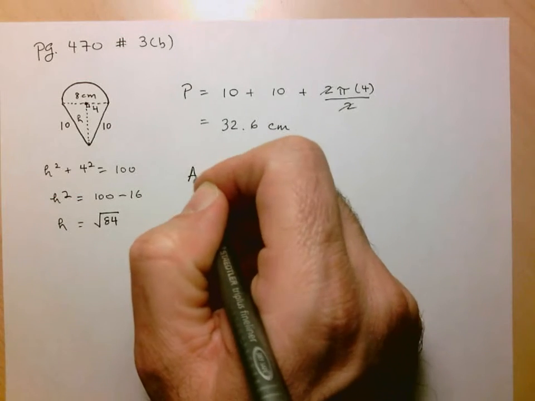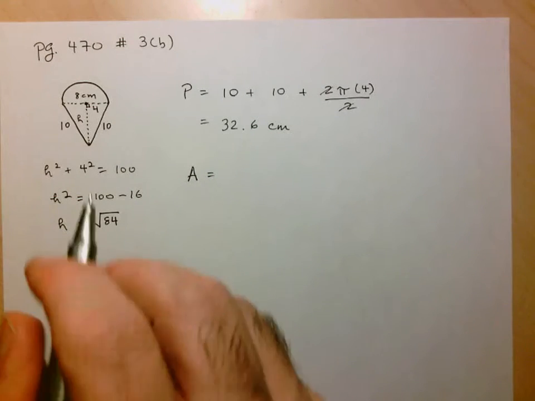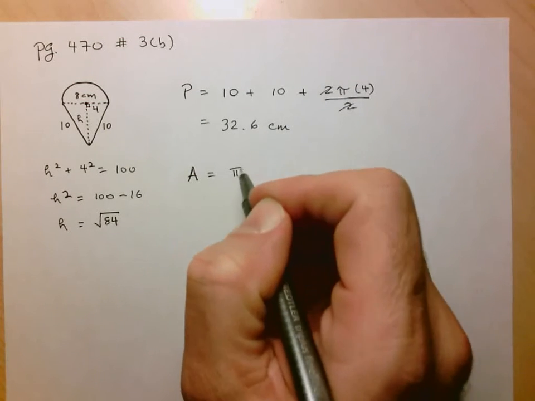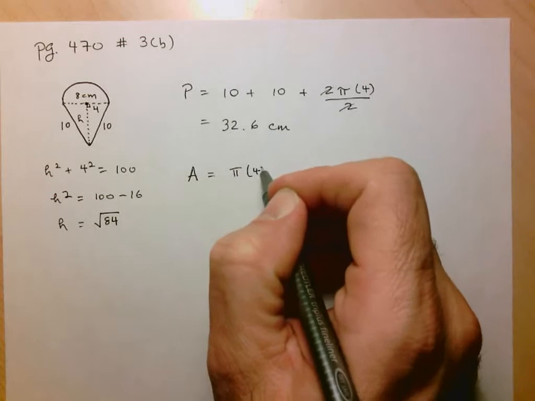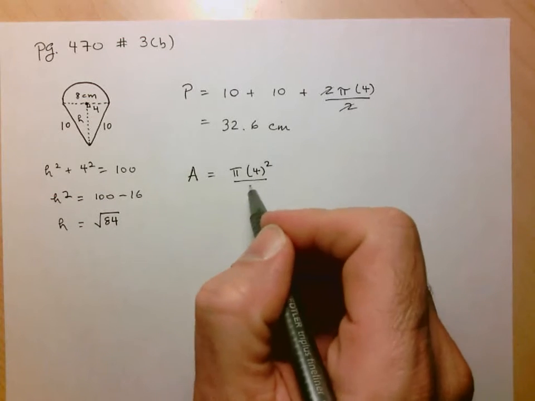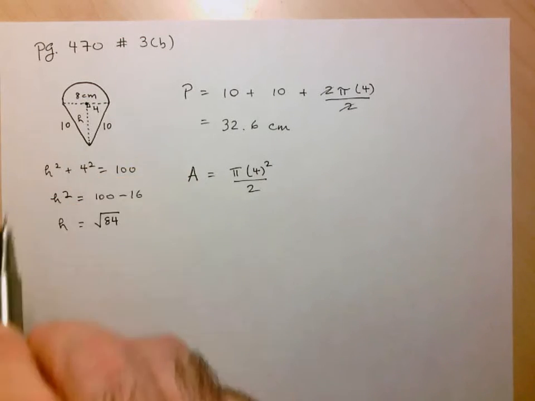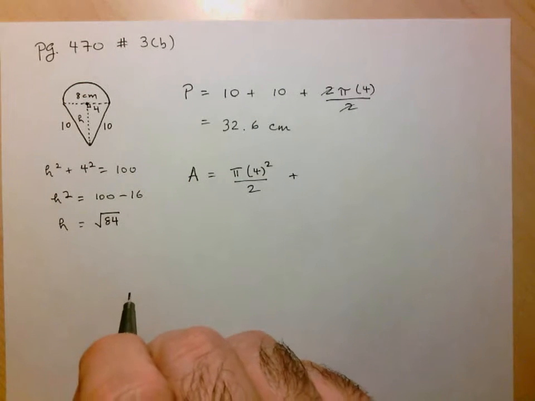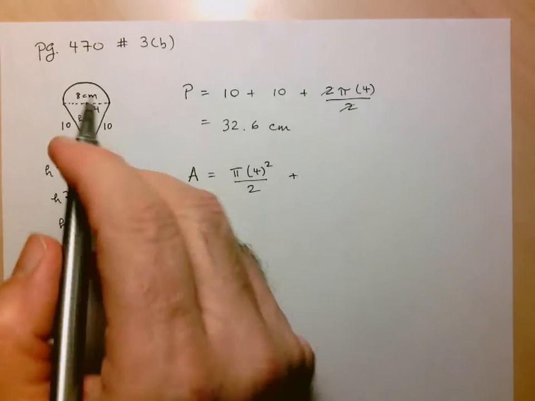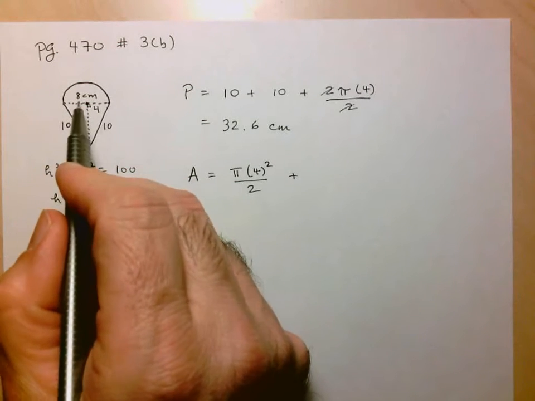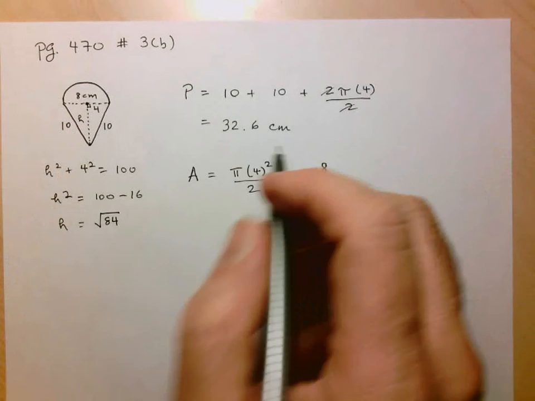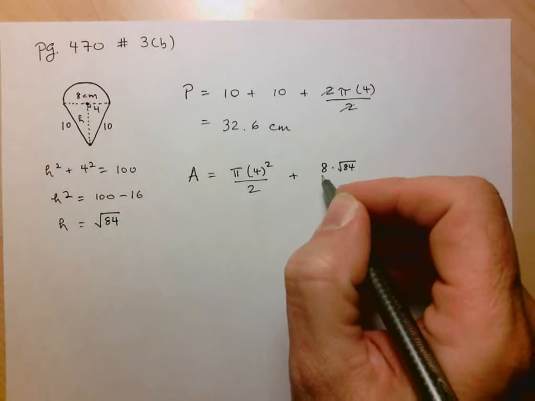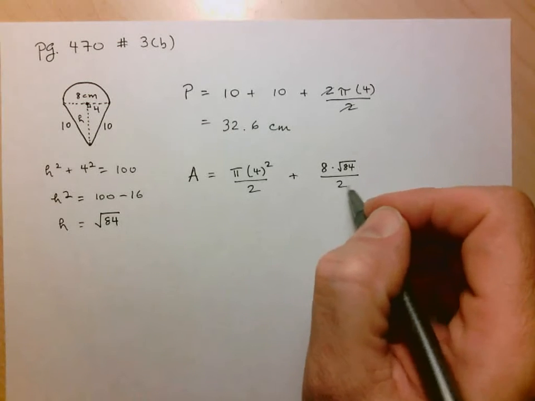So let's calculate the area now. The area is the area of the semicircle. The area of a circle is pi times r squared, so pi times 4 squared, but I'm going to divide that by 2 because I only need half a circle. And then I'm going to take the area of this triangle, which is base times height divided by 2. So the base of the triangle is 8 times the height, which I just found is square root of 84, and divided by 2.